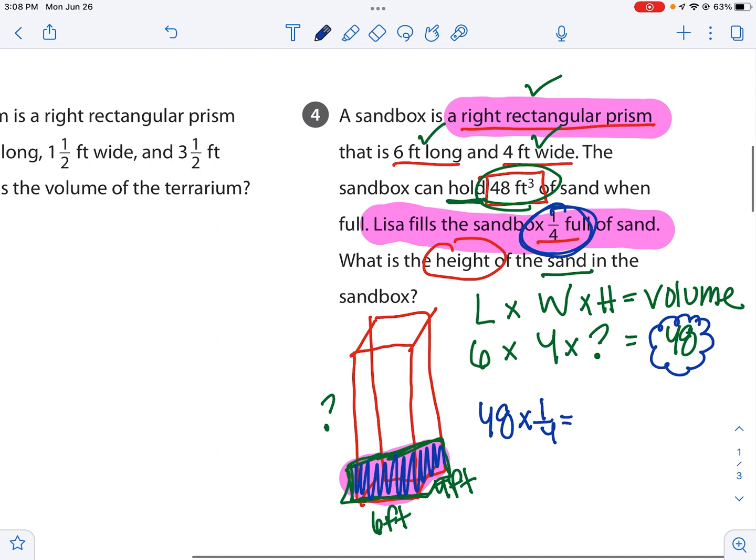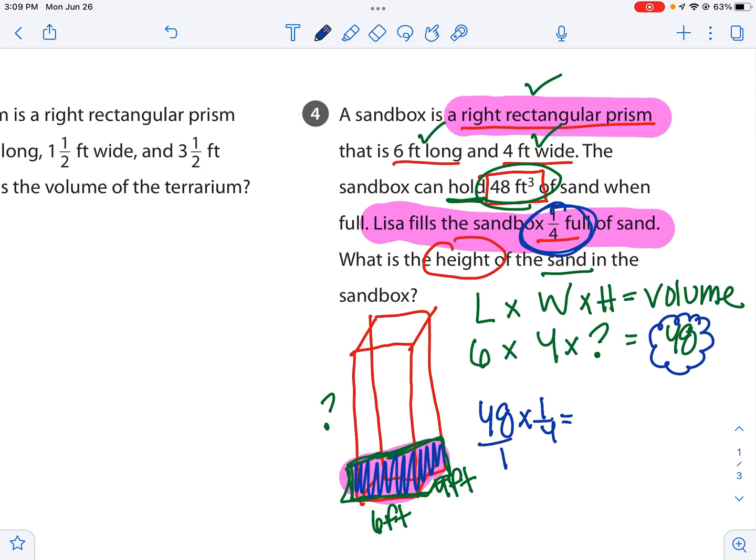Okay, so I'm going to multiply across. I can put a 1 under the 48. 48 times 1 is 48. 1 times 4 is 4.